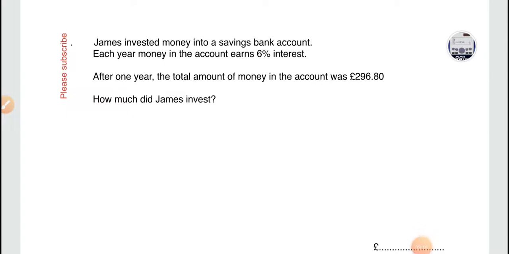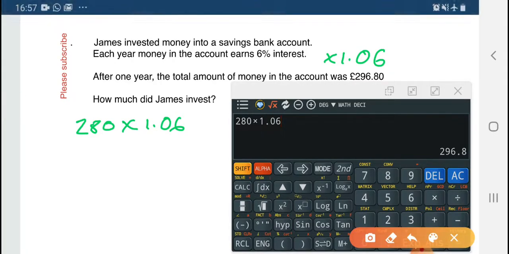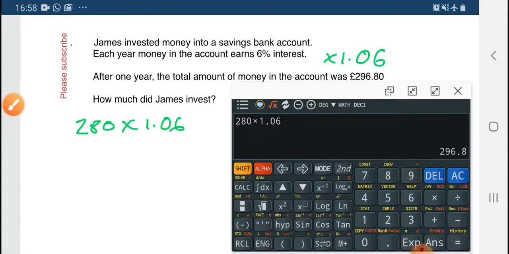We can check that actually. We know that if something increased by 6%, the decimal multiplier would be times 1.06. So we now believe that the amount that we originally invested was £280. So if we do 280 times 1.06, we should get this on our calculator. So 280 times 1.06 is, as you can see, £296.80. So it did work. So our answer is correct.